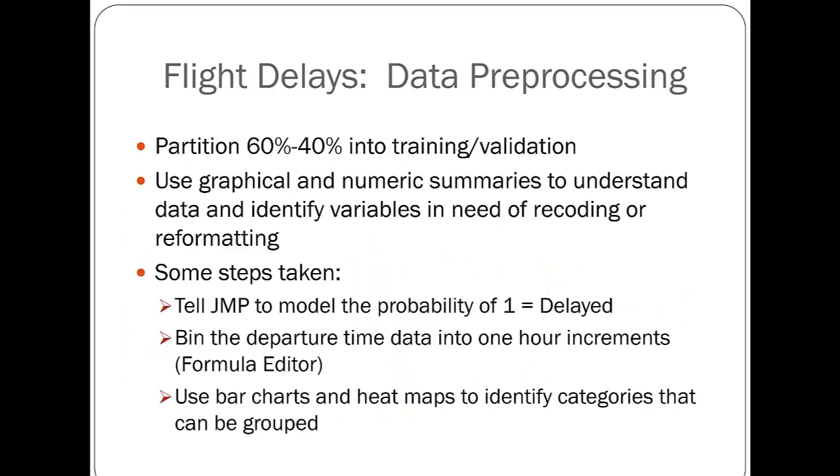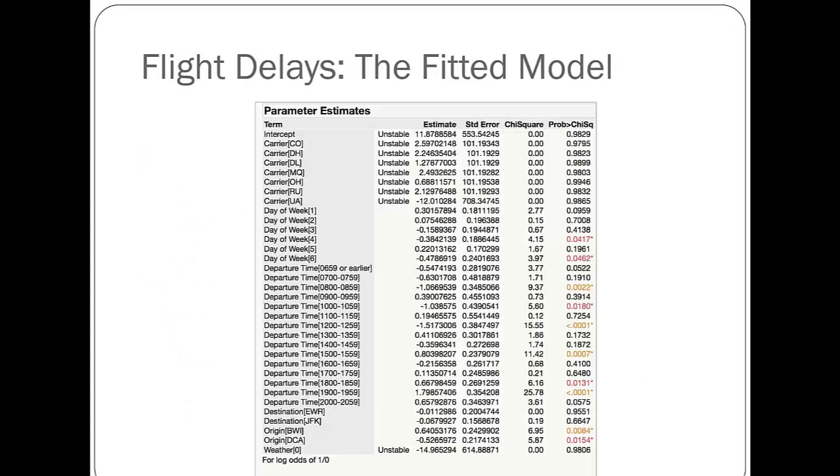We're going to partition the data 60/40 into training and validation sets. We need to determine if there's any sort of transformation or recoding of data that we need to do. And then we need to tell JMP a few things to do. First of all, which should be a success, and that's going to be a 1, which you typically wouldn't think of as being a success, but that's what we're going to label it as. We also need to bin the departure times into 1-hour increments, and then we want to use bar charts and heat maps to identify categories that can be grouped together.